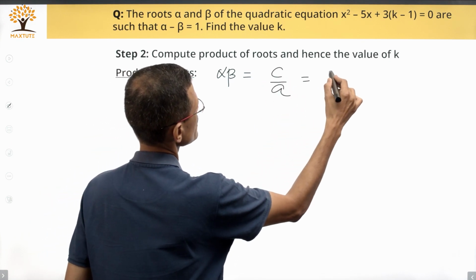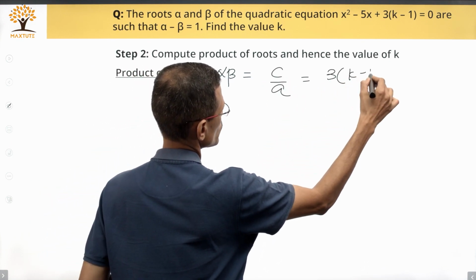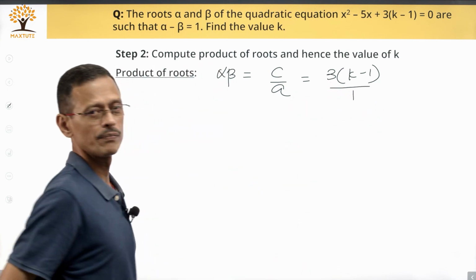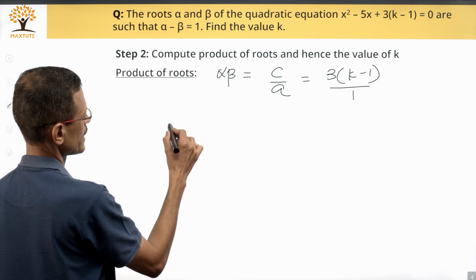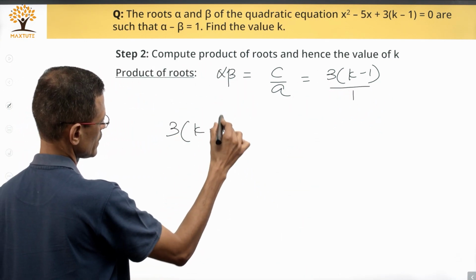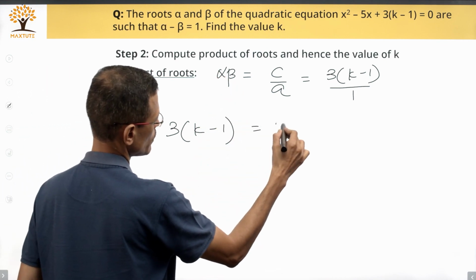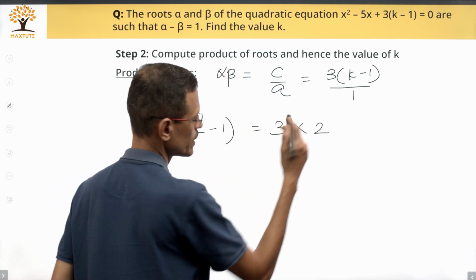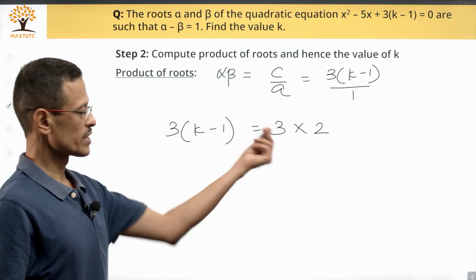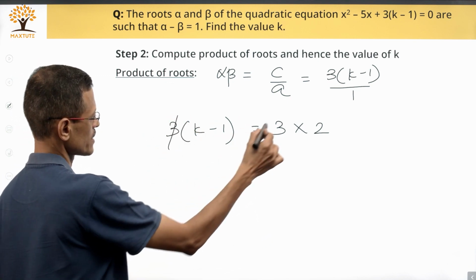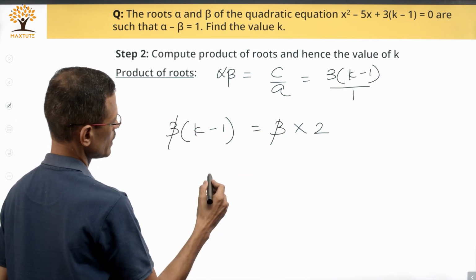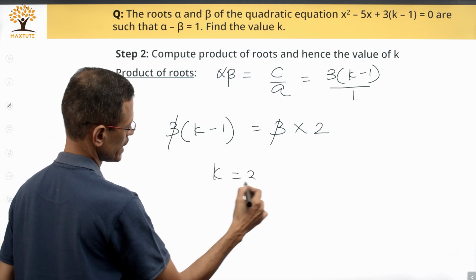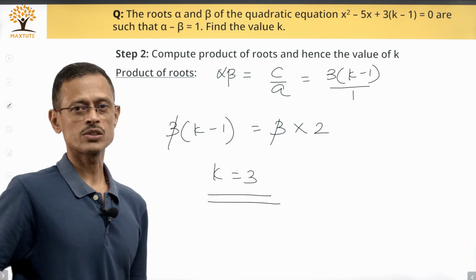What is c in this case? 3 times (k minus 1) and a is equal to 1. So product of the roots will therefore be 3 times (k minus 1). Alpha we computed to be 3, beta we computed to be 2. Divide both sides of this equation by 3, so 3 gets cancelled with 3. k minus 1 equals 2, or k is equal to 3, right. So k is equal to 3 is the answer to the question.